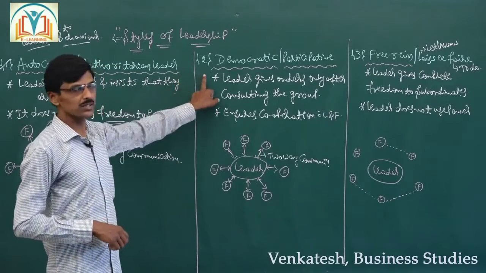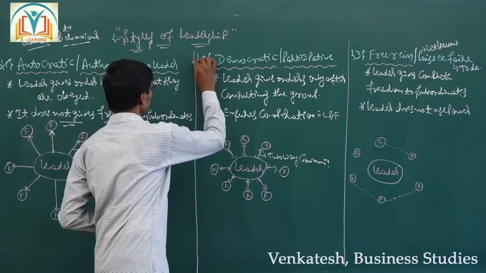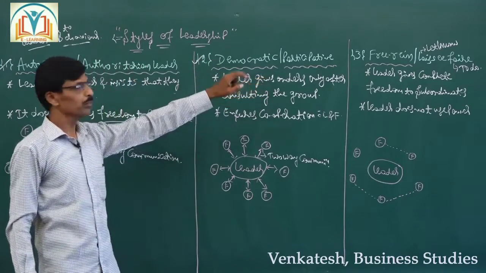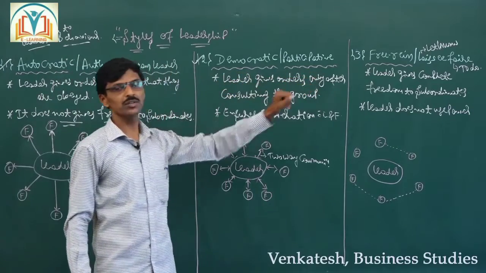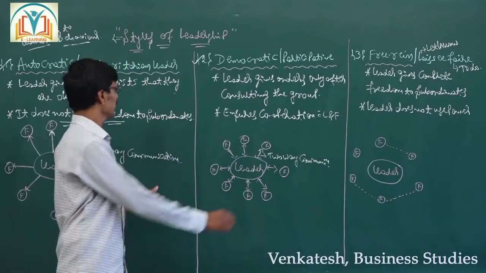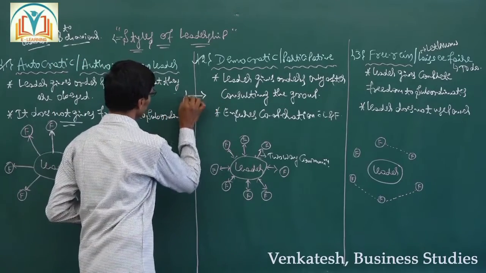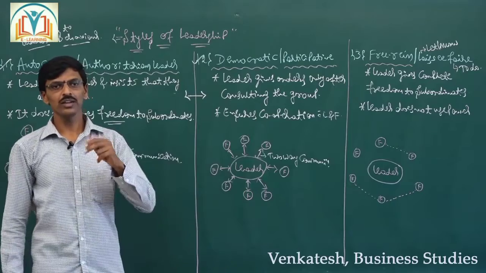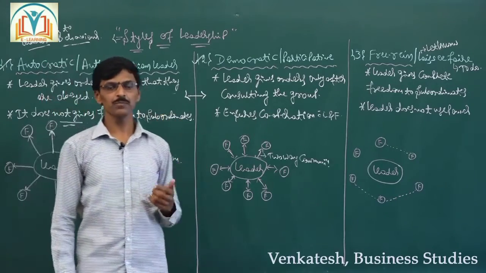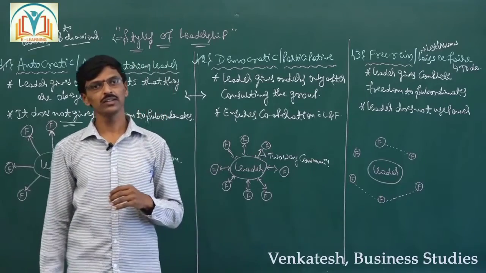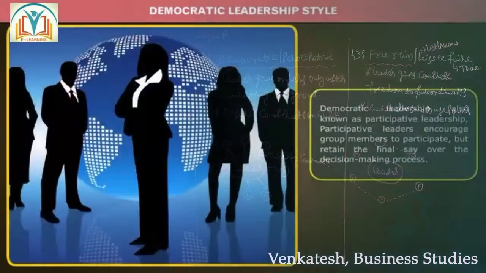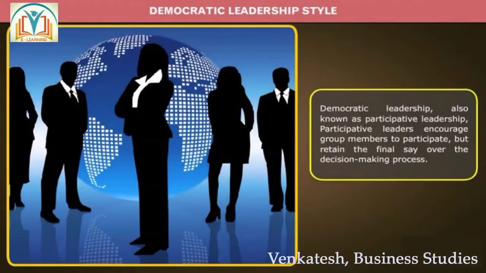Then second comes democratic or participative leadership style. It is directly opposite to the autocratic leadership style. In autocratic, what the leader says must be done by the workers.